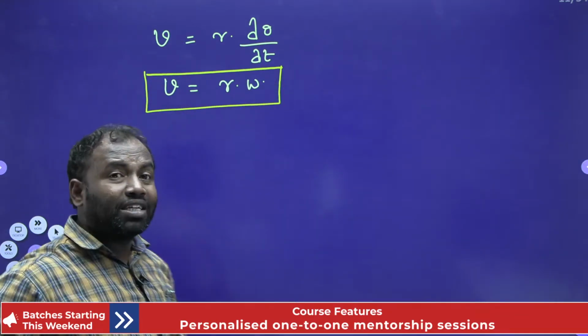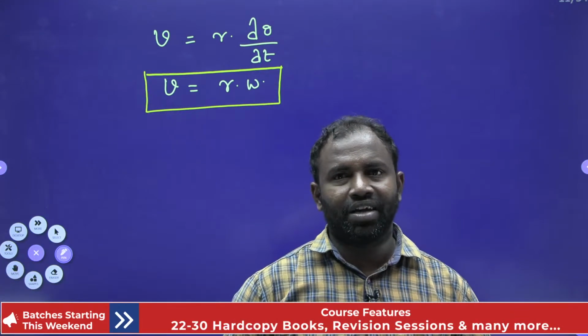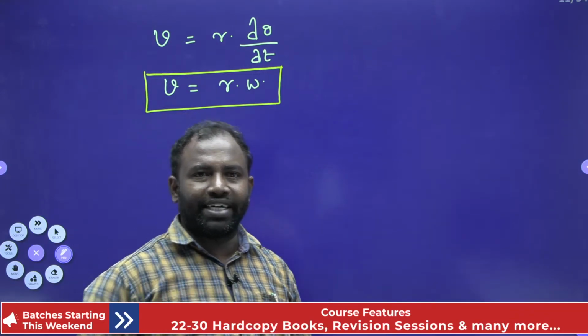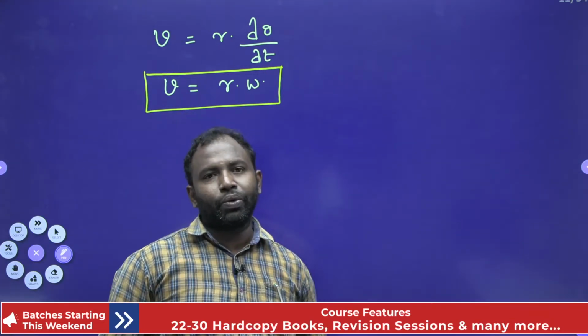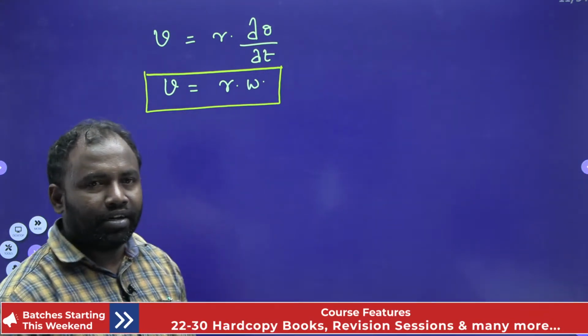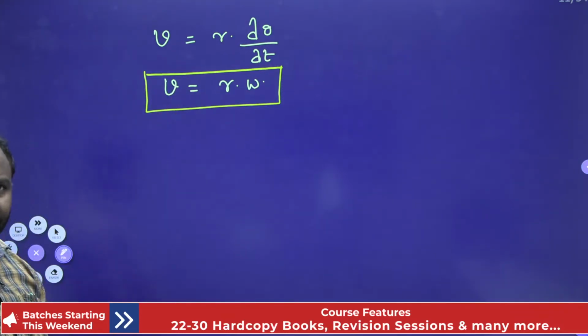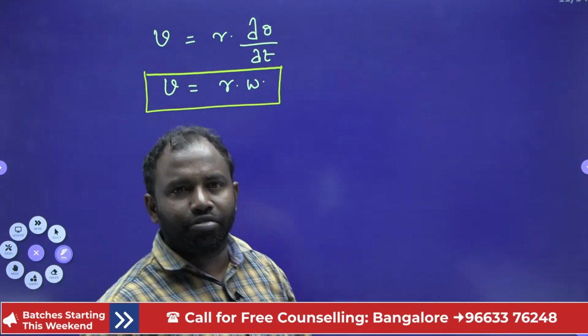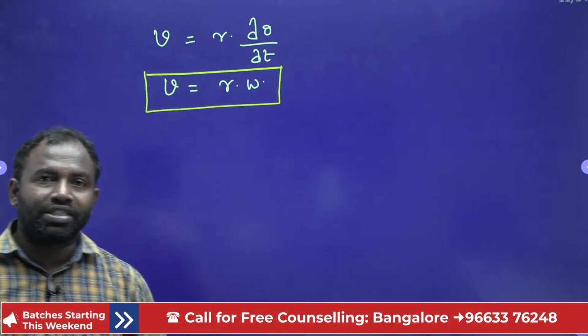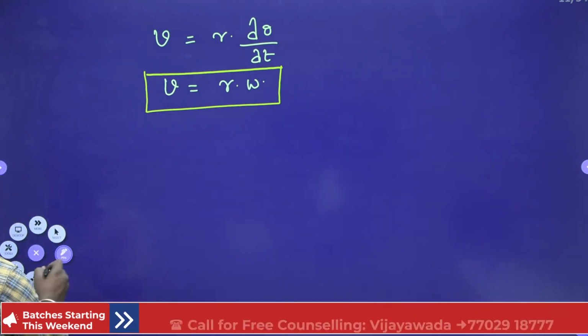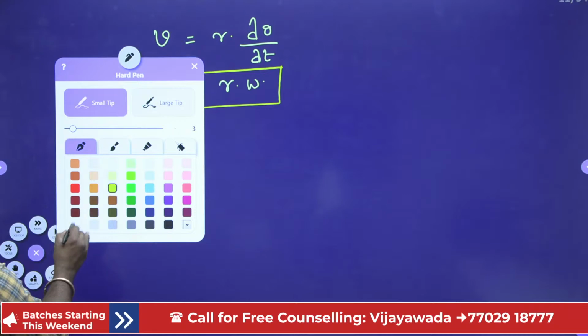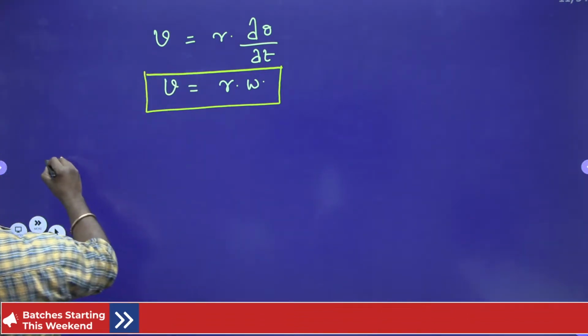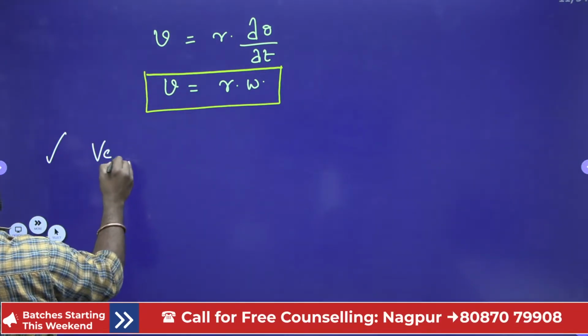Velocity is a vector quantity. So it has a certain magnitude as well as a direction, right? Now let us fix the direction of v. How to fix the direction of v, right? Now velocity is a vector quantity.